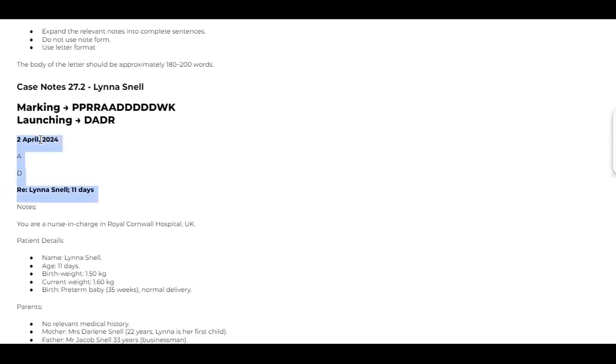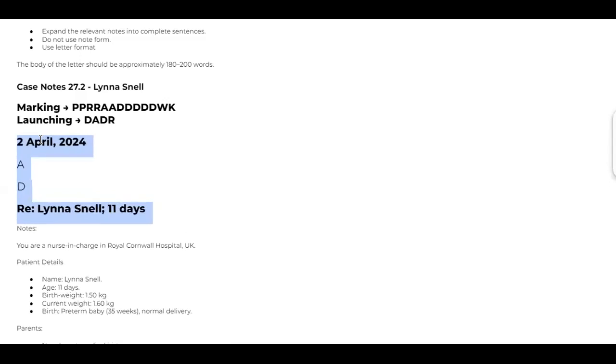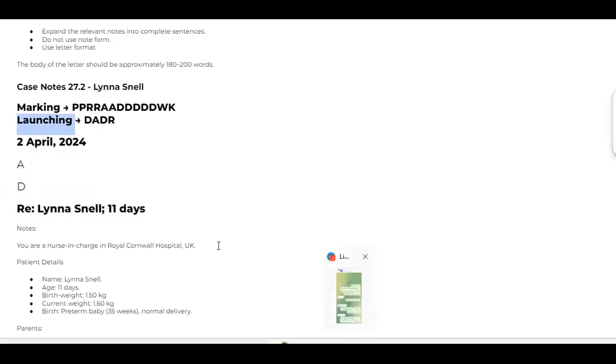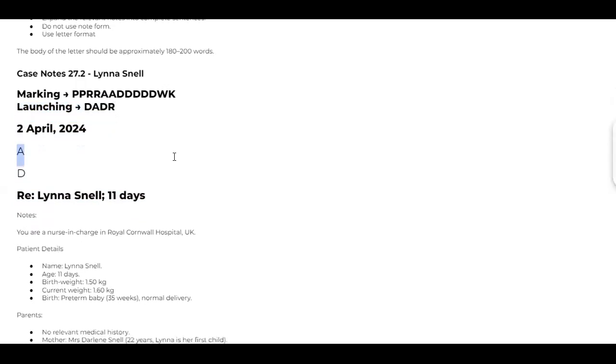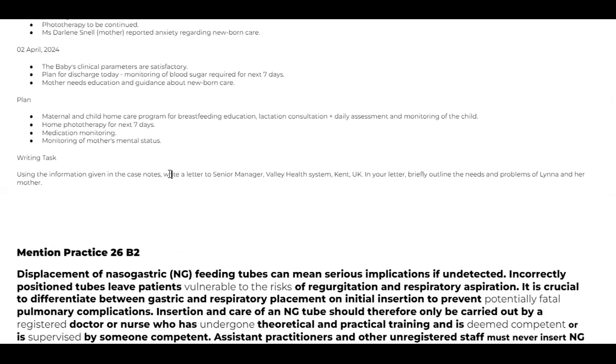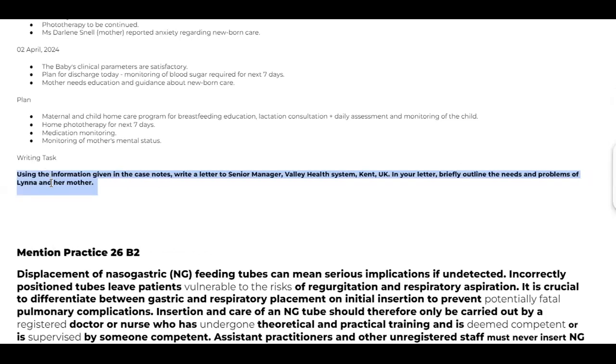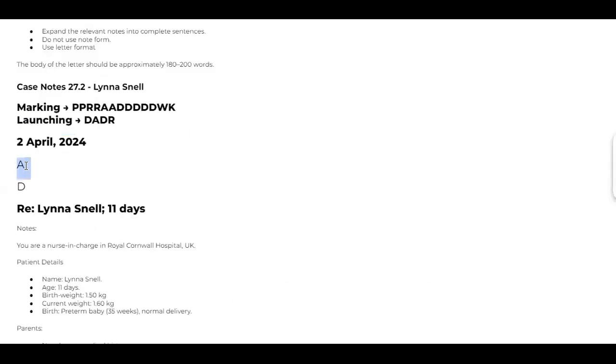So we are dealing with the first part of the letter that is known as the DADR, or the launching of the letter. Everybody listen to me. Just after 1 week, you will be comfortable with writing your letters in this way. So the launching part is done. And in this one, date and address. We have to take the address from the writing task area. Let's take this one and take it here, and the address will be completed in this way.